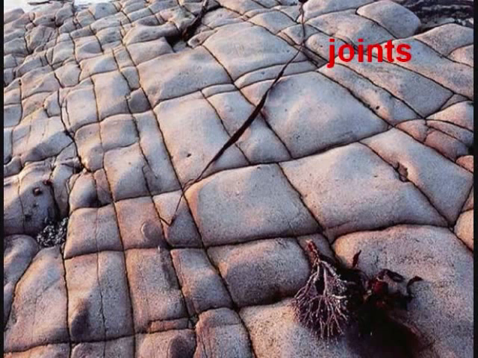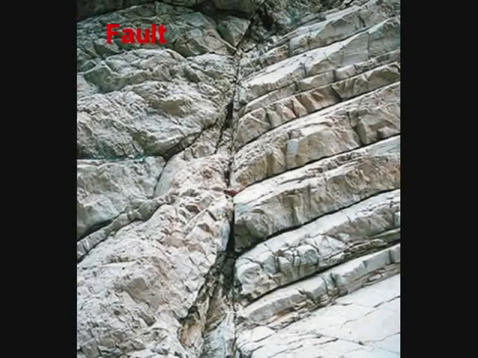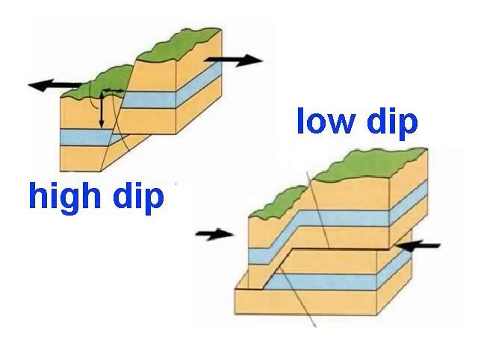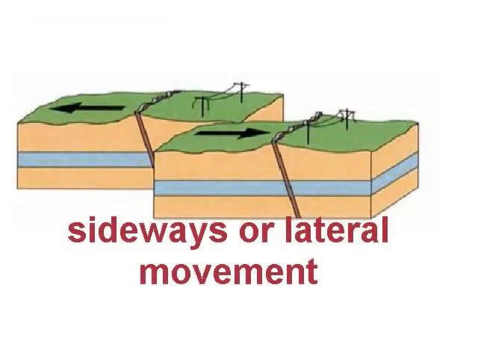With joints, the rock formation and shape does not change, it merely cracks. In faults, however, there is a change in the formation and shape. This is caused when the rock breaks and moves. We have three different types of faults. In faults caused by divergent and convergent plate margin movement, you can have high dip or low dip. Dip refers to the angle of the fault plane relative to the horizontal plane. In the faults caused by transform, they move sideways or lateral.